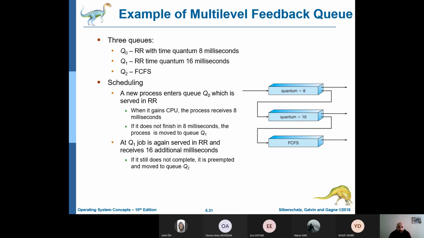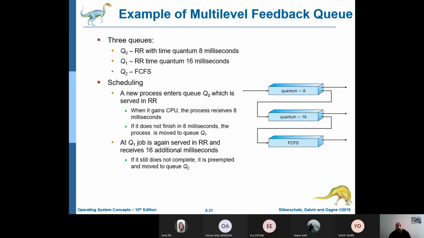An entering process is put in Q0. A process in Q0 is given a time quantum of 8 milliseconds. If it does not finish within this time, it's moved to the tail of Q1. If Q0 is empty, the process at the head of Q1 is given a quantum of 16 milliseconds. If it does not complete, it is preempted and put into Q2.